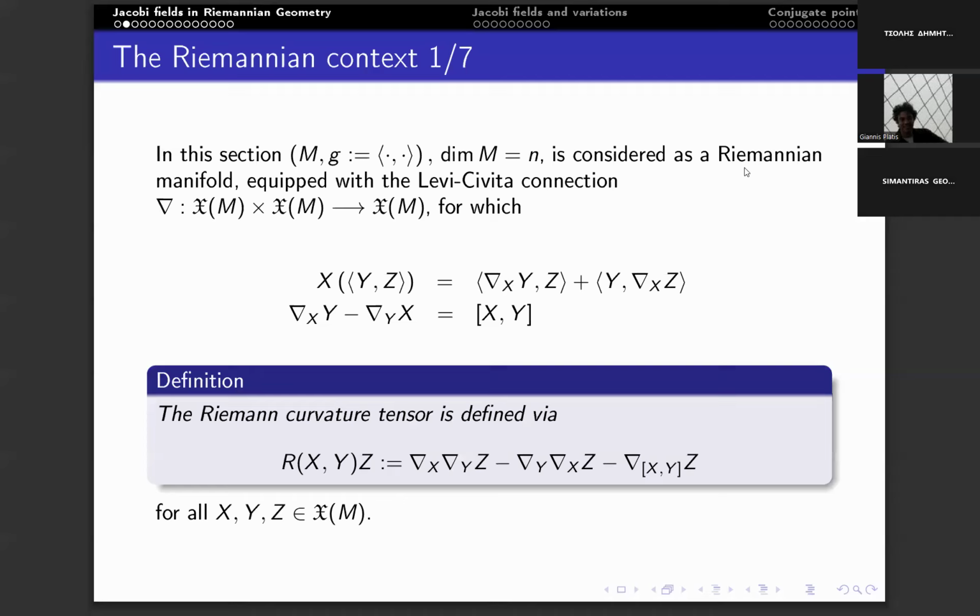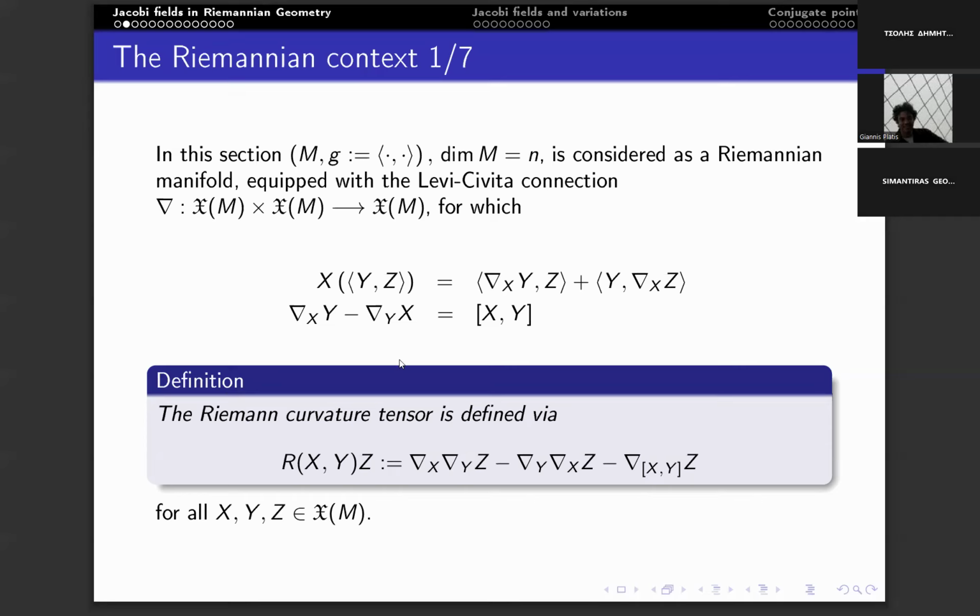Throughout this talk, we have a Riemannian manifold equipped with a Riemannian metric g. The dimension of our manifold is equal to n, and we have the nabla as the Levi-Civita connection. We remind that it is the only connection that is compatible with the metric and has zero torsion. And also, by having the connection, we can define the Riemann curvature tensor.